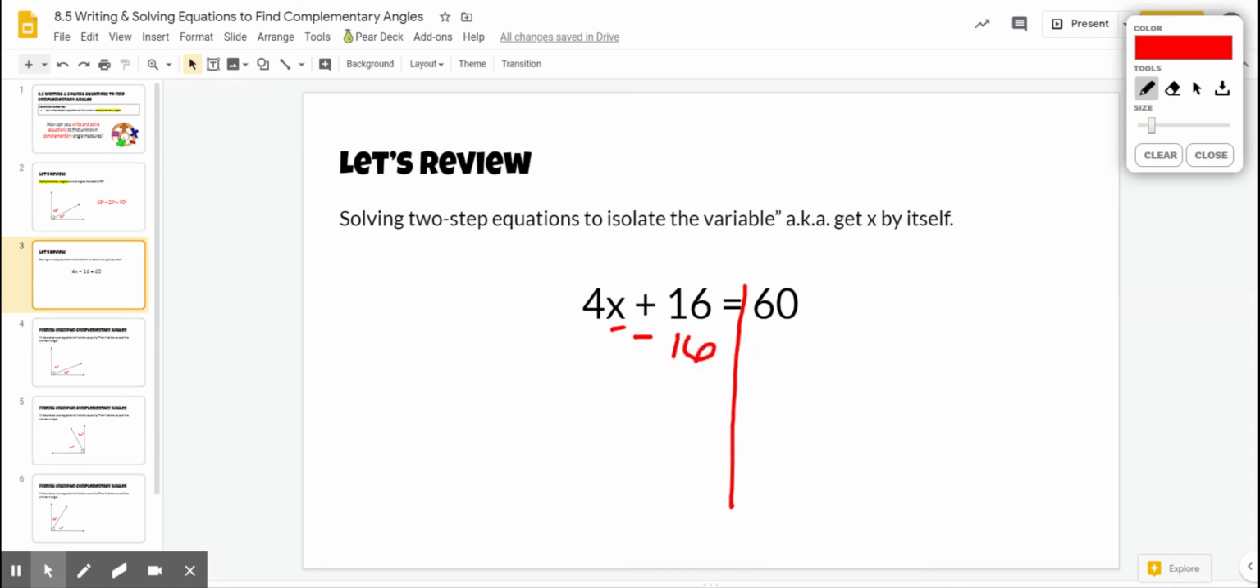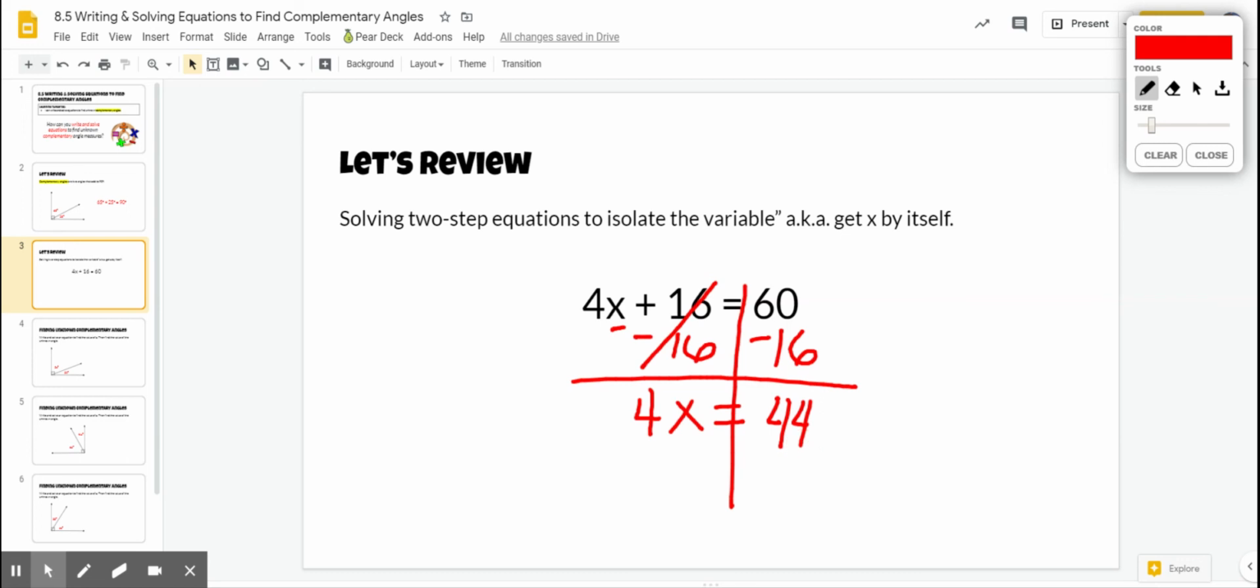And whatever I do to one side of the equation, I have to make sure I do to the other in order to keep it balanced. So I'm going to subtract 16 from that side. These cancel because they're inverse. And I'm left over here on this side with 4x. And then on this side of my equation, I just do 60 minus 16, which gives me 44.